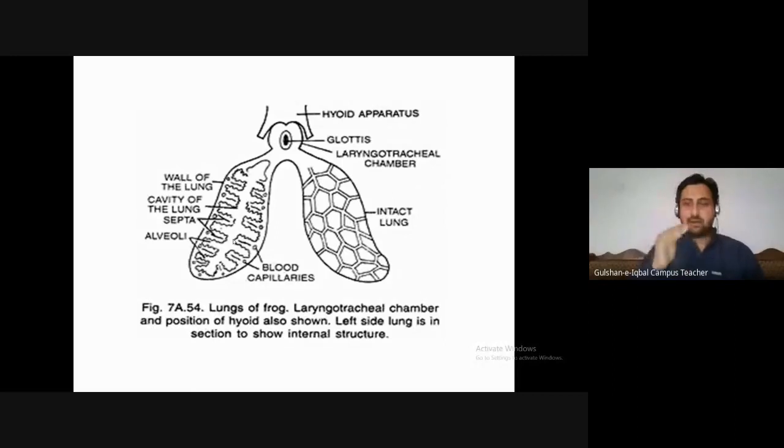It is a lid, a cover type of thing. So it opens up when you are respiring, and when you are eating food, it closes. So the food particles do not go into the lungs.